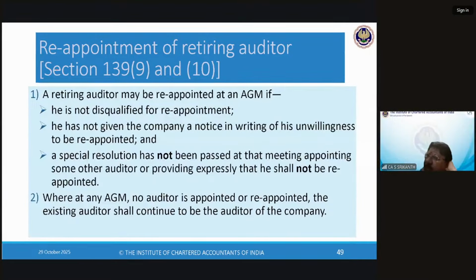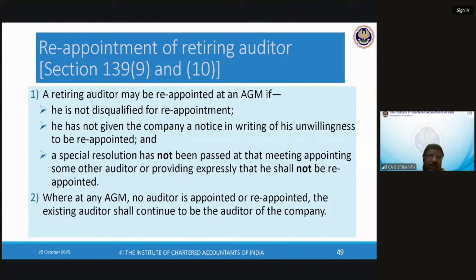And a special resolution has not been passed at that meeting, appointing some other auditor or providing expressly that he shall not be reappointed. So later on, we'll be seeing. At an AGM, you may decide not to reappoint this person, expressly resolving that he shall not be reappointed. Or you may appoint some other person. In those cases, the retiring auditor cannot claim automatic reappointment.